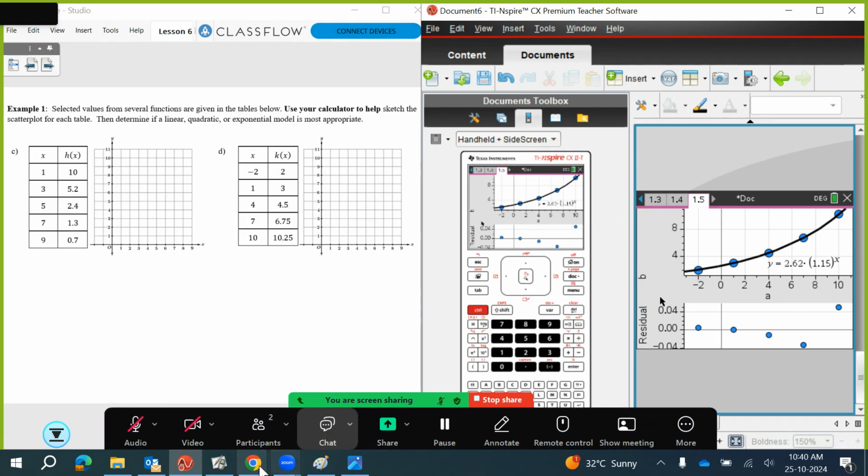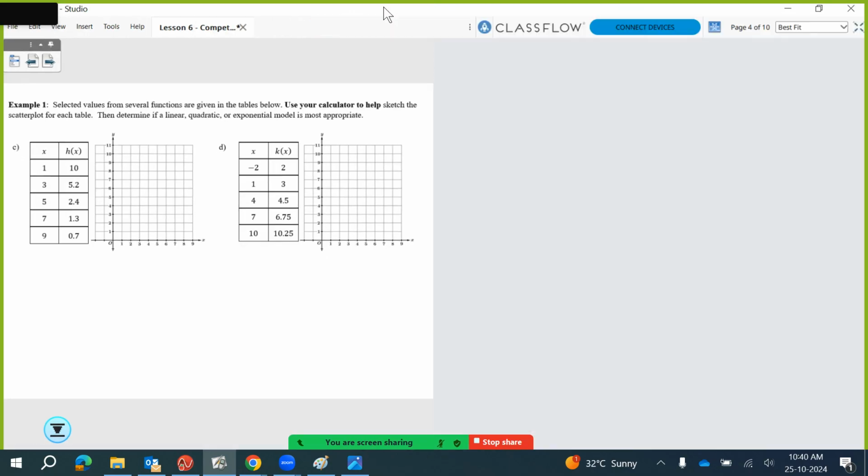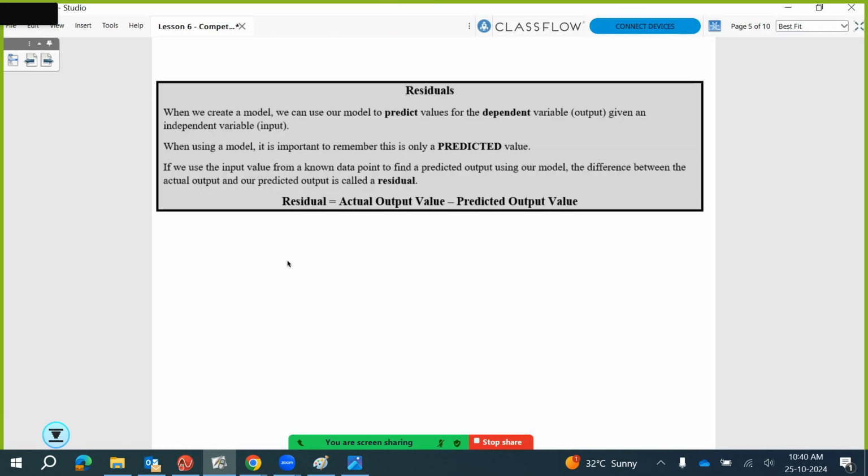All right, let's move on to the next one. So we're looking at residuals next. Some of you, have you seen this in AP Stats yet? Yeah, okay. Residuals, yeah, all right.